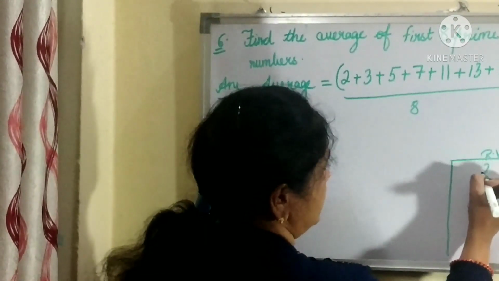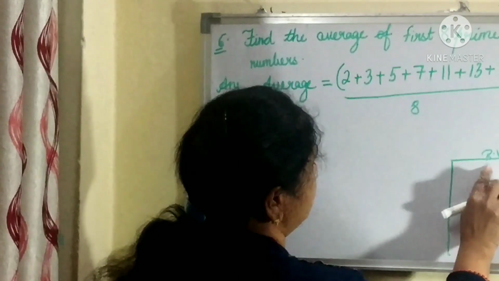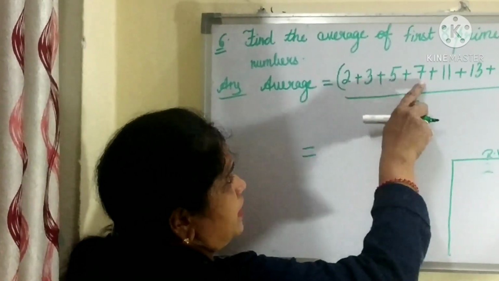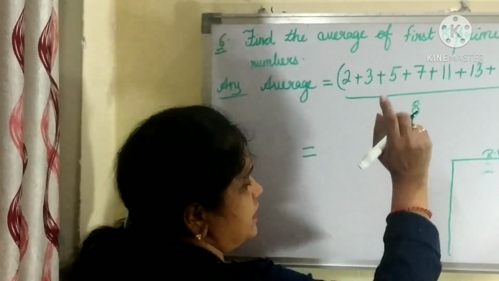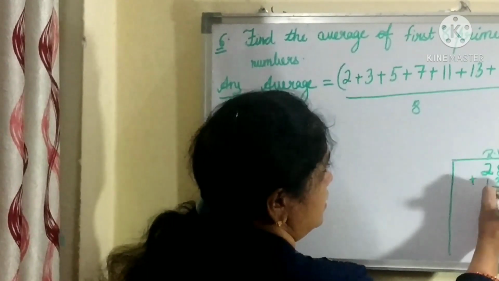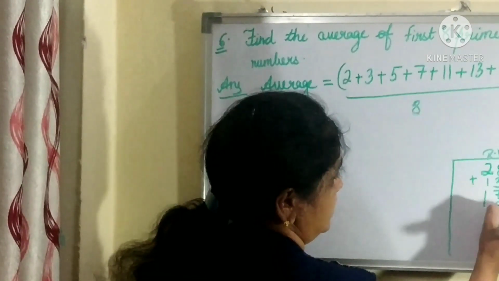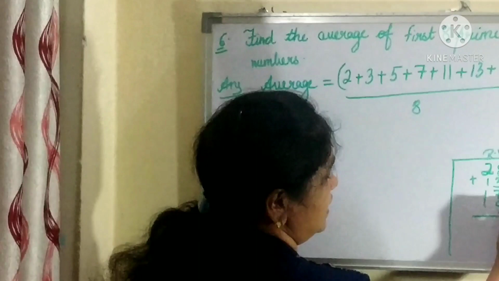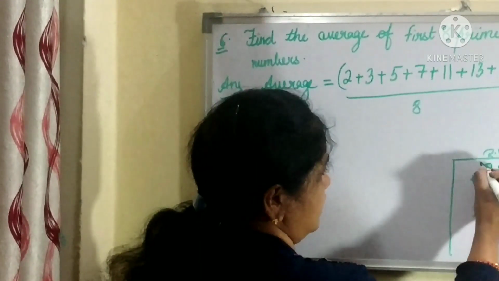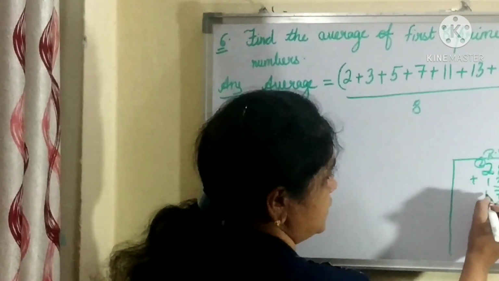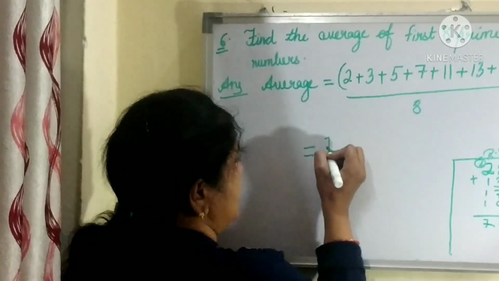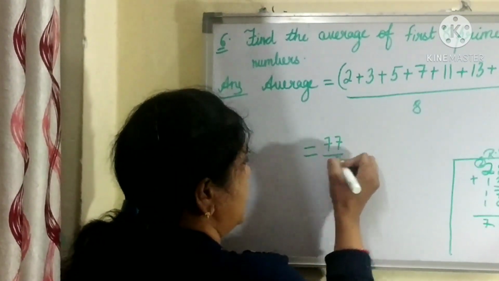2 plus 3 is 5, 5 plus 5 is 10. Here I can do mentally. 10 plus 7 is 17. 17 plus 11 is 28. Till 28 I have done. Then plus 13 plus 17 plus 19. Okay. 8 plus 3 is 11, 11 plus 7 is 18, 18 plus 9 is 27. 2 plus 2 is 4, 5, 6, 7. Okay. So it is coming 77. So the answer came 77 divided by 8.